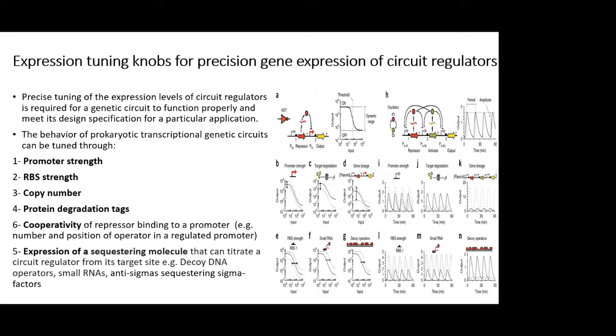In our case, we use something called expression tuning knobs. These expression tuning knobs allow the customized control of gene expression. You could change, for example, the promoter strengths. You could change ribosome binding site strengths. You could change the copy number. You could change protease tags. You could change the cooperativity of the binding of the repressor.